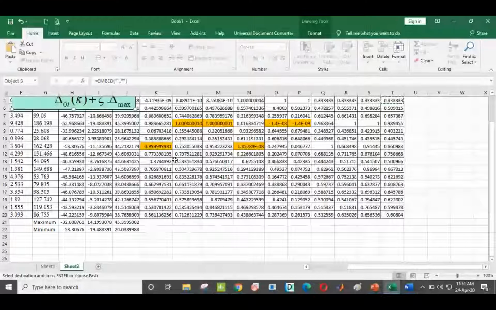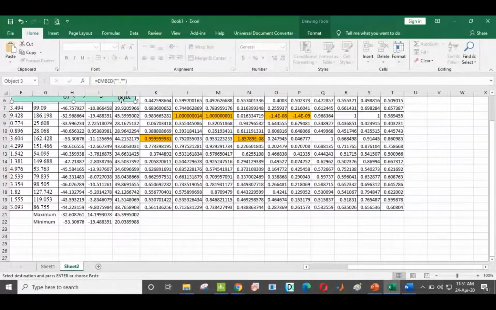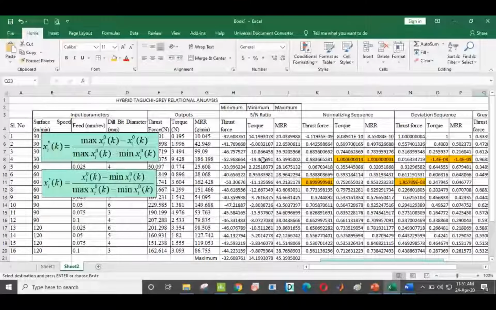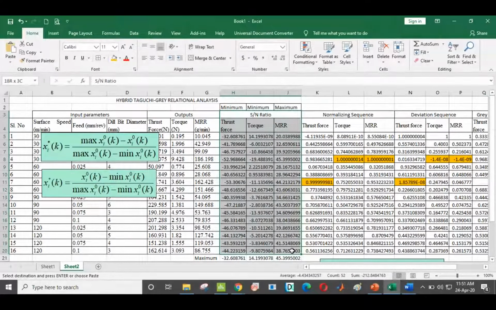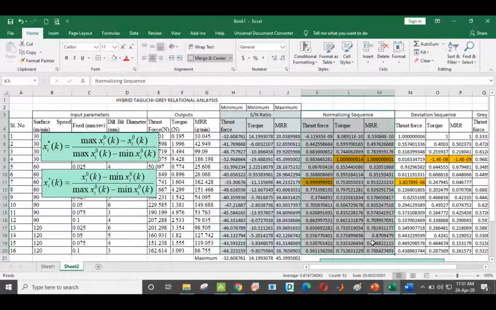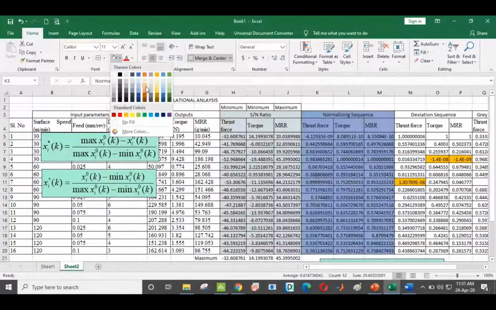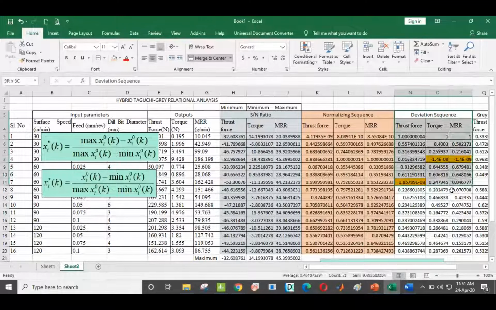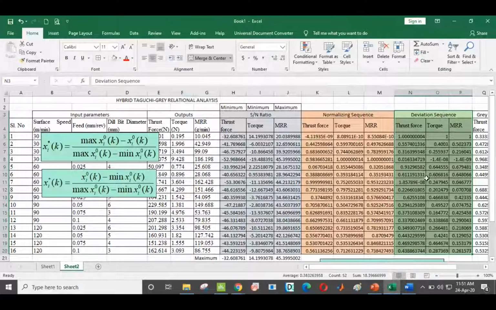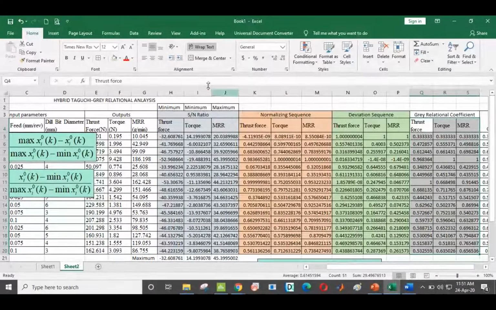So here you can see, initially I have calculated the SN ratio, then I have calculated the gray relation normalizing sequence, then the deviation sequence, then the gray relational coefficient, and finally I have determined the gray relational grade.